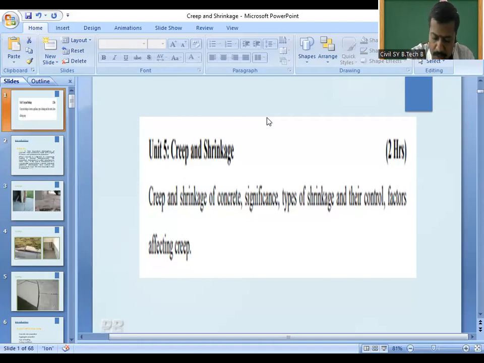So we are going to start our chapter number 5. If you see, chapter number 5 is a very short chapter. Just an introduction regarding what is creep, what is shrinkage, what are the different types of creep and shrinkage, and which factors we need to consider as far as creep or shrinkage is concerned. So these points we are going to discuss in chapter number 5.